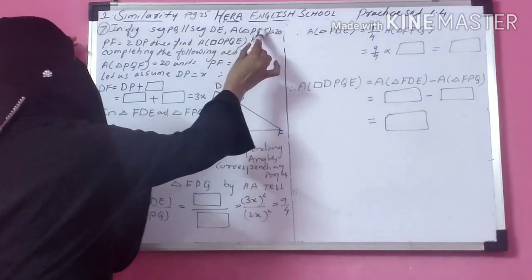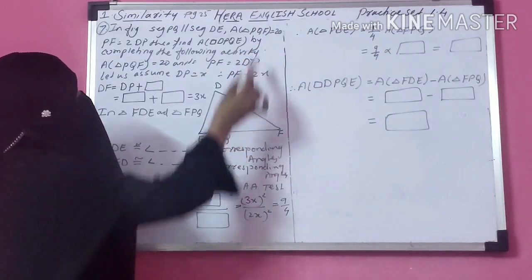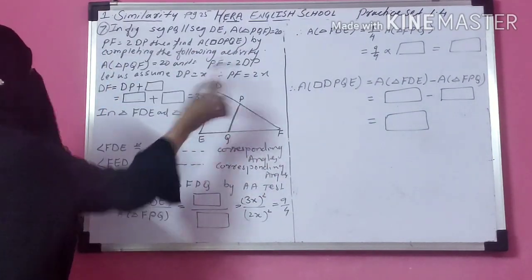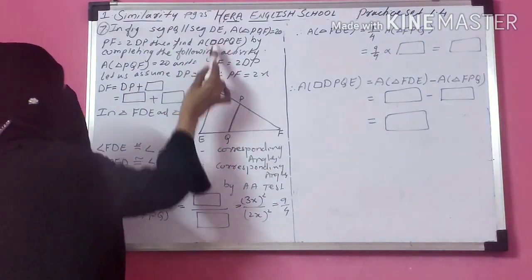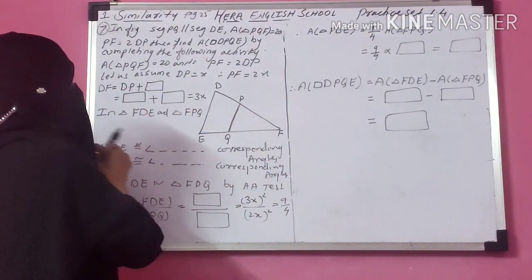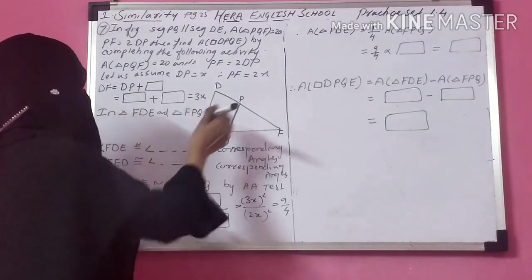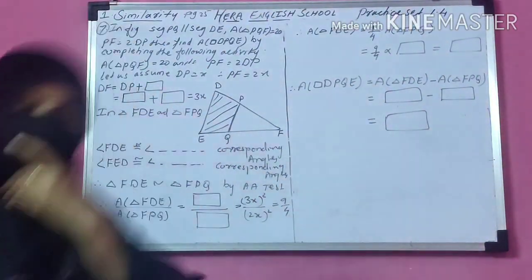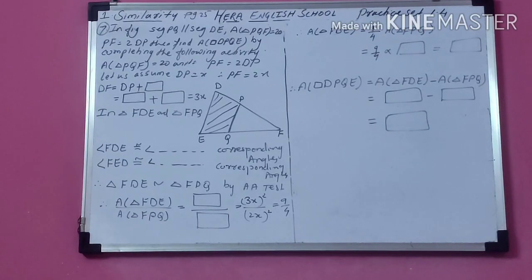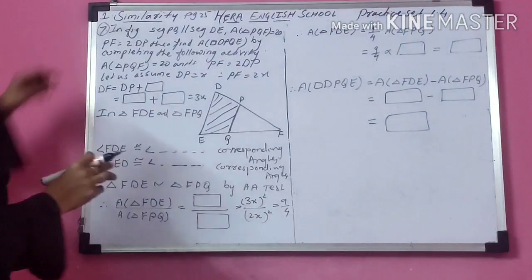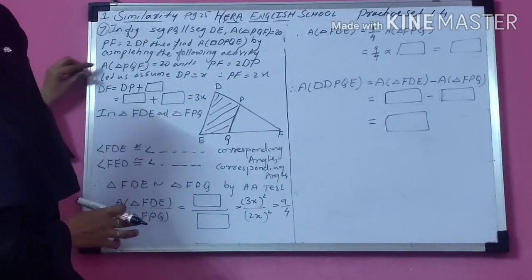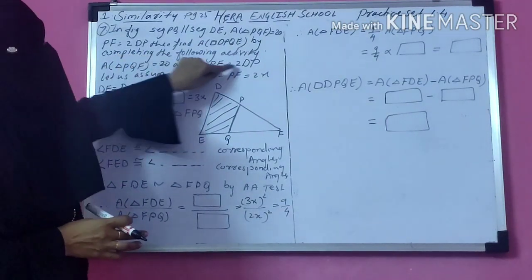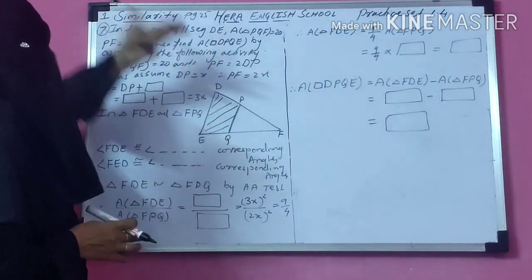Now the area of triangle PQF, this smaller triangle, is given to you as 20, and PF is 2 times DP, double of DP. Then you have to find the area of quadrilateral DPQE. That means you have to find the area of this quadrilateral. Area of triangle PQF is given to you as 20 units and PF is twice of DP.